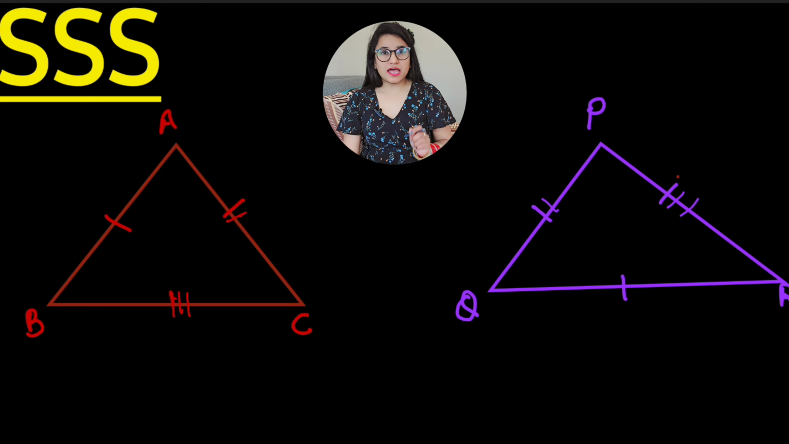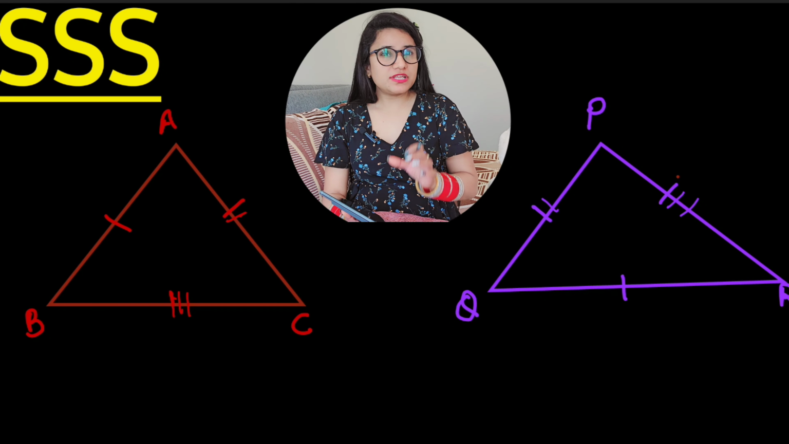Now, here I have taken two triangles. The first triangle is ABC and the second triangle is PQR. Now, what we are going to do is prove that these two triangles are congruent. That means they are the replica of each other, and we will do it by using the property of side, side and side.